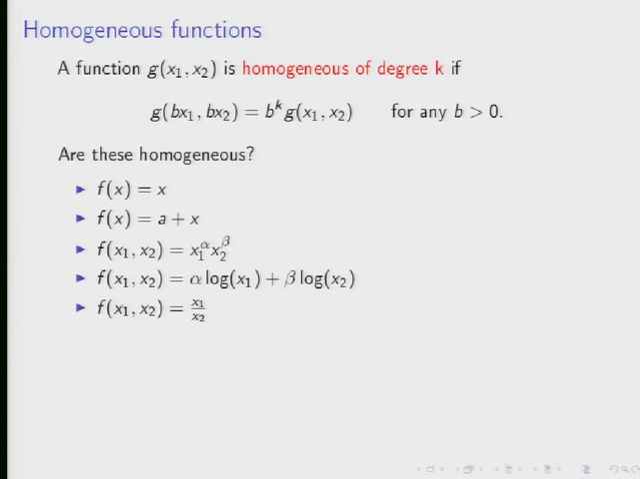It might be worth demonstrating that one. So in this case, we have a function, I'm calling this f, aren't I? So f of x1, x2 is equal to x1 to the alpha, x2 to the beta. If I multiply both these things times b, then I have f of b x1, b x2 equal to b x1 to the alpha, b x2 to the beta. That, of course, is equal to b to the alpha times b to the beta times x1 to the alpha, x2 to the beta. So this is equal to b to the alpha plus beta, all times the original function, f of x1, x2. And so this function is homogeneous of degree alpha plus beta.